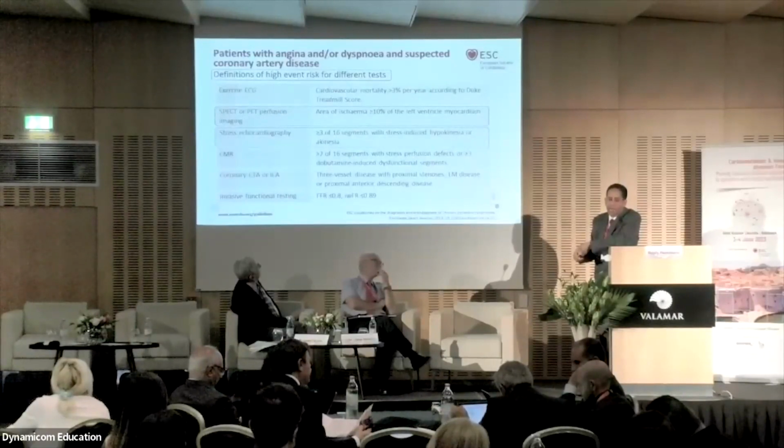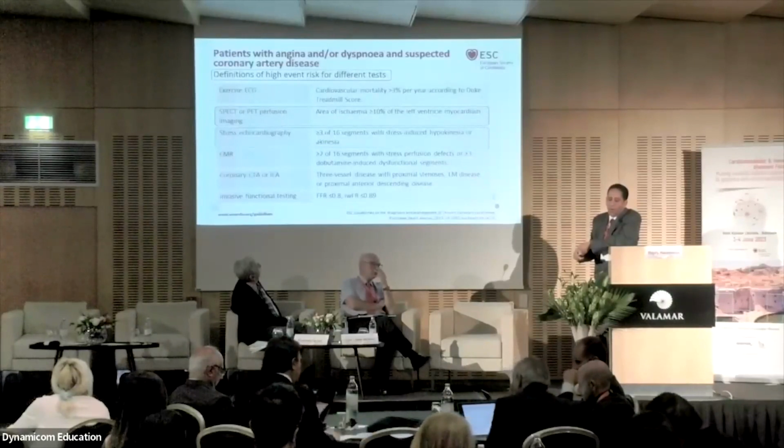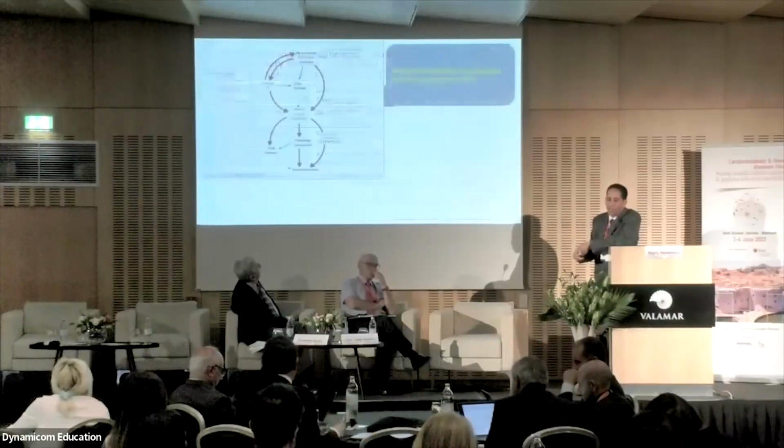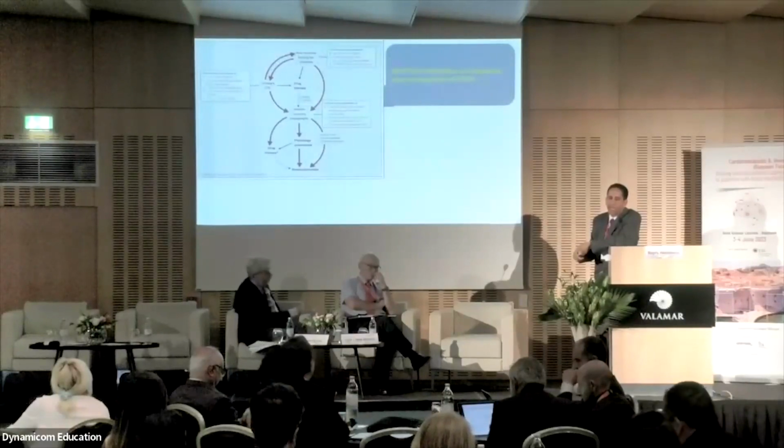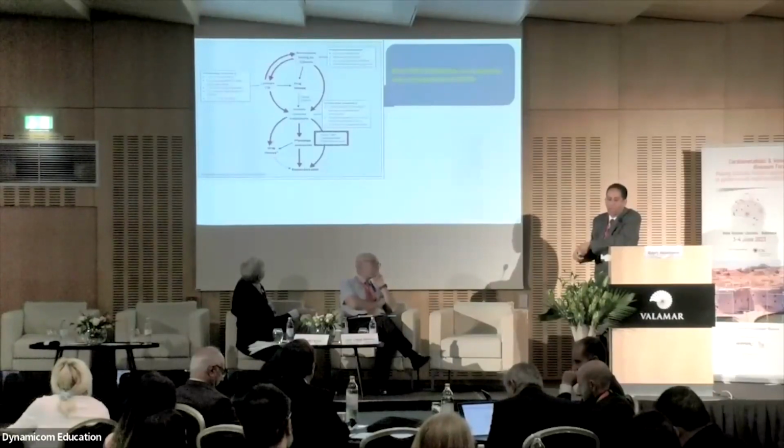And finally, in the cath lab, if we have an FFR for a lesion and it's less than 0.8, or iFR less than 0.89, this indicates also high risk. So according to this slide, we can identify which test is needed for which patient to diagnose coronary artery disease, as well as to risk stratify for high-risk patients or low-risk patients.